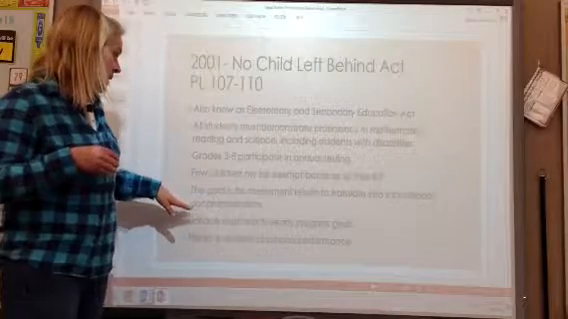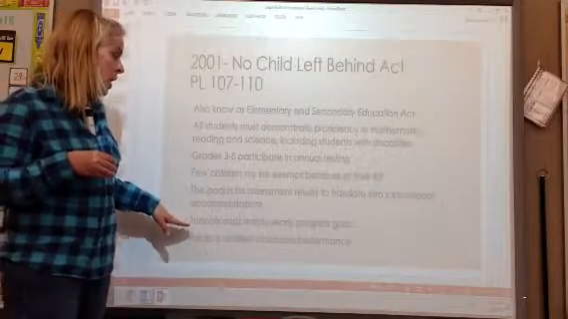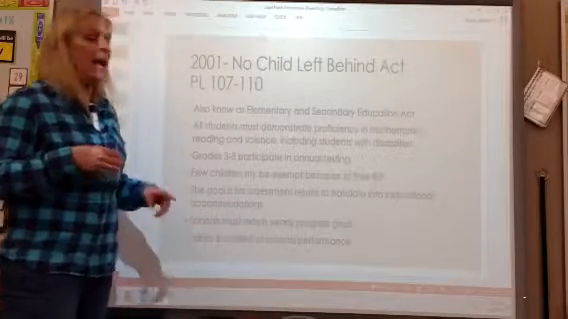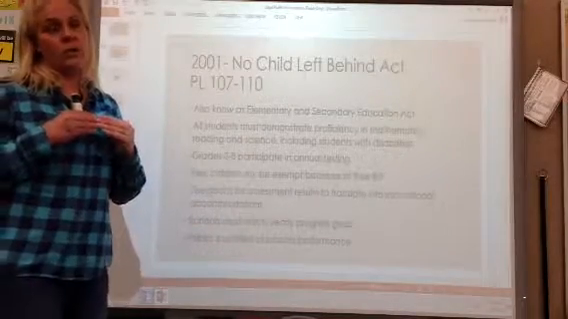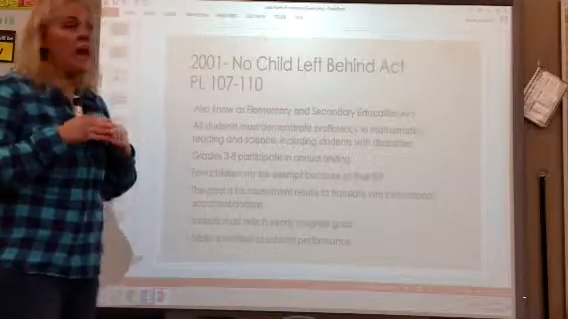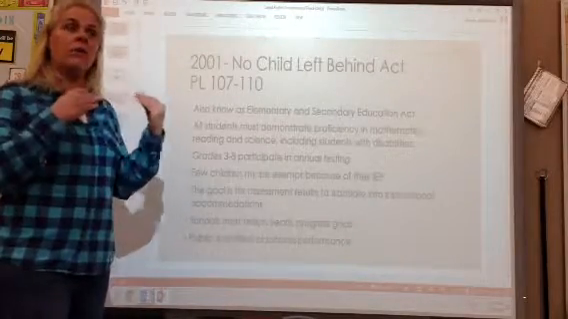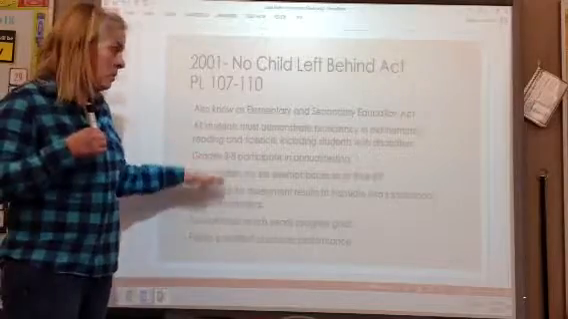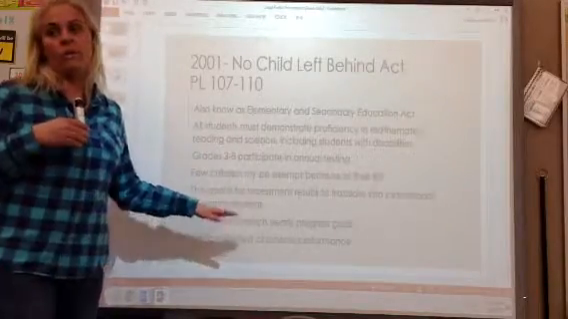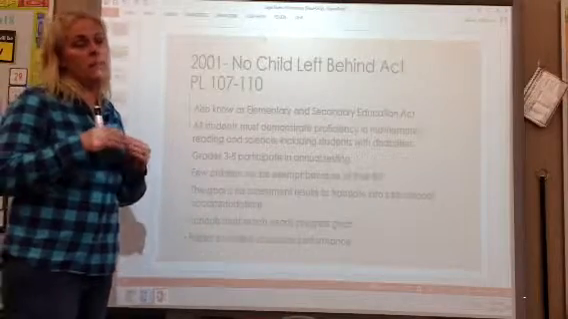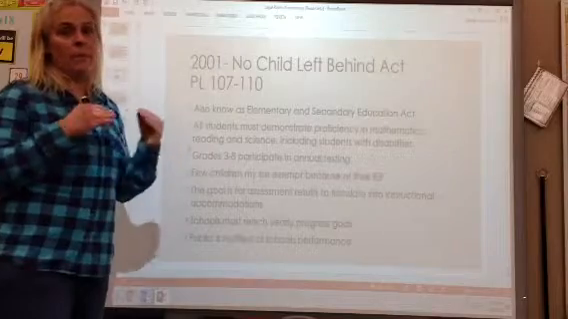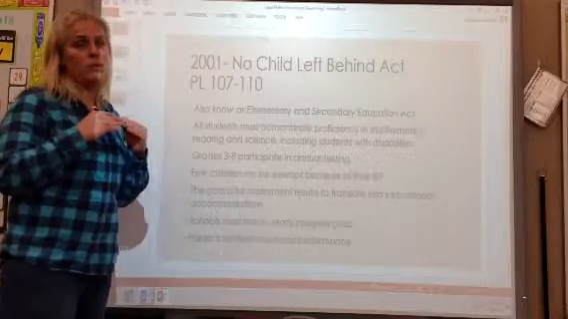Schools must reach yearly progress goals. And if they do not reach progress goals, they can get funded and get some help to meet those goals. And then their school can get a grade depending on how their school is testing. And the public is notified of the performance of the schools. So in some situations, students may be able to move to a new school if their school is not meeting the goals and the performance that they need.